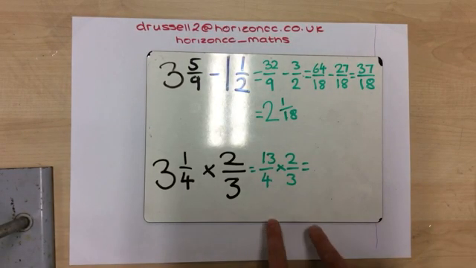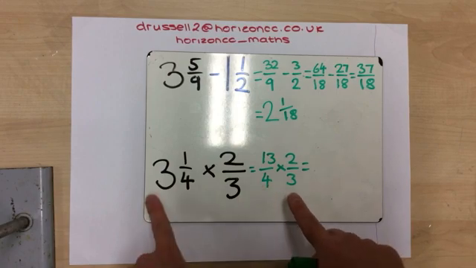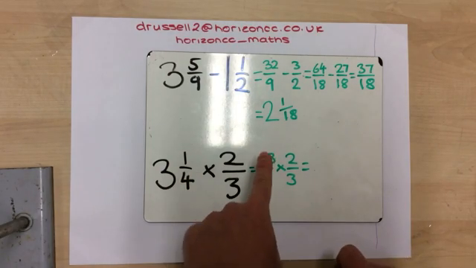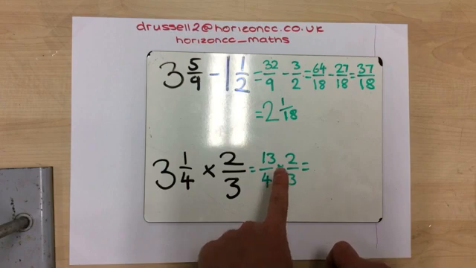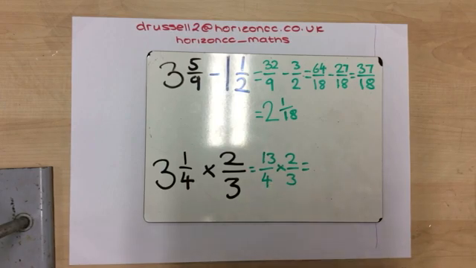For the top question, I've currently just changed 3 and 1/4 to be 13 over 4. I'm about to multiply it by 2/3. I've got Mr. Sanders watching.